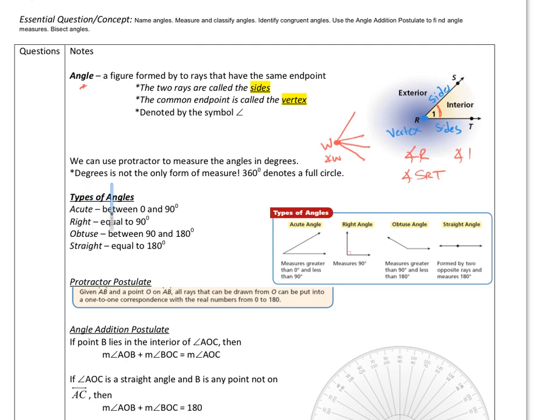Okay, we can use a protractor to measure the angles in degrees, but I want you to note and be careful here, degrees is not the only form of measure. 360 is a full circle, but this is not the only form of measure. Just like how you guys have been used to using inches and meters and other forms of measure, angles don't always have to be in degrees. We're used to using degrees. This 360 number is completely arbitrary.